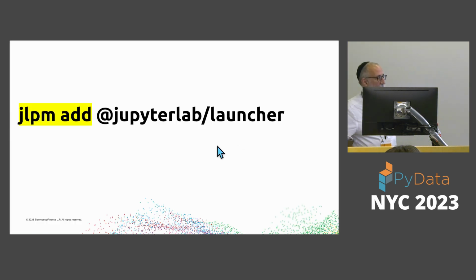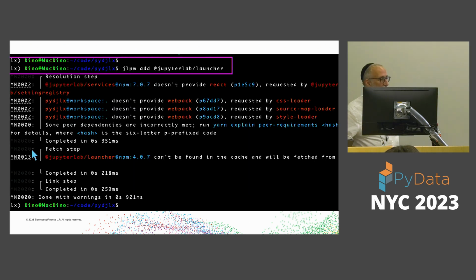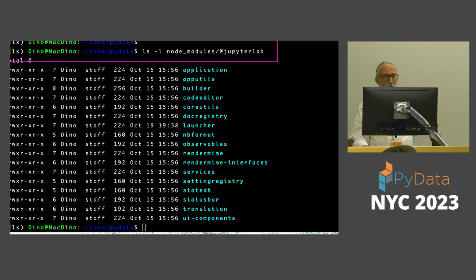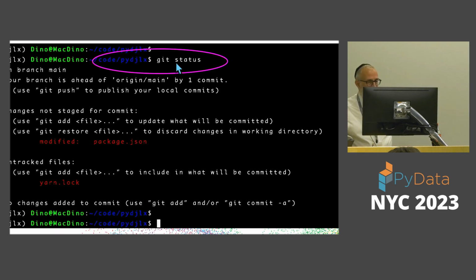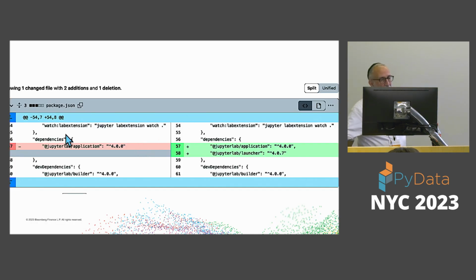We call JLPM add to add a package. So to do that, we're going to call JLPM add, and then the package name. It looks kind of like this. You can see it looked very similar to when we did the install. It's basically installing our package. And now, if you look in that directory, now you can see the launcher. It got installed. Now, notice also if I run git status, the package.json file has been modified. So what that JLPM add did, it not only installed the launcher, it went into the package.json file and added the dependency there.